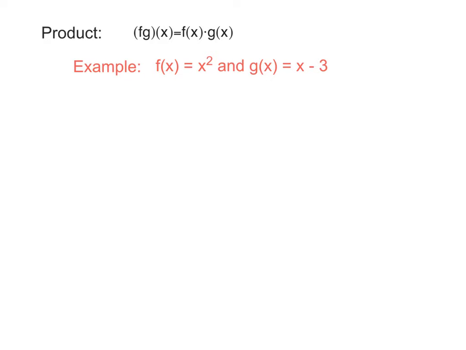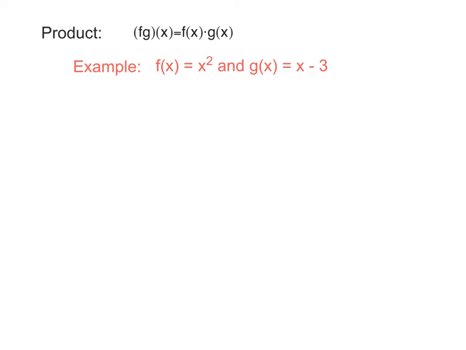Next, we're going to talk about the product function. This is when you want to determine what fg of x is. You simply take the function f of x and multiply it times the function g of x. So let's look at an example again.